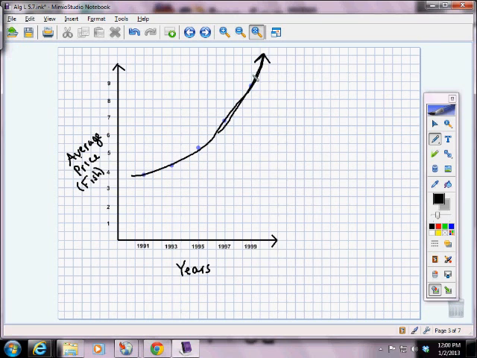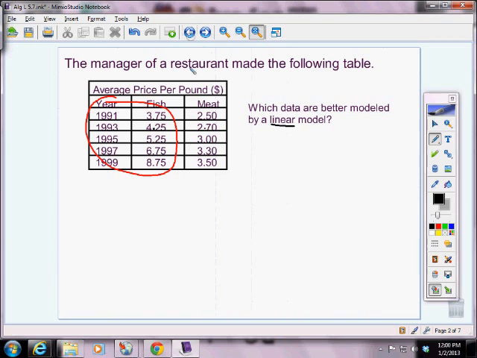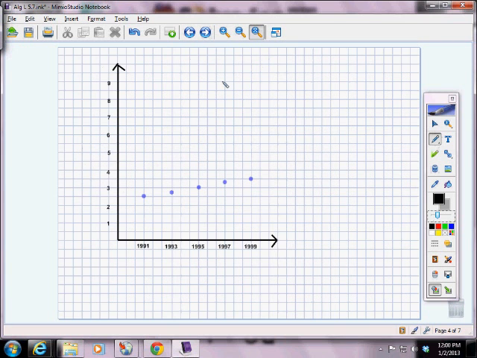So, although we could represent this with a linear model, I think there's a better model, which you'll learn later, called a quadratic model or an exponential model that would probably do better. Let's look at the meat prices. Let's say we wanted to graph the year and the average price per pound of meat. So again, this represents a year, and this is the average price per pound of meat.